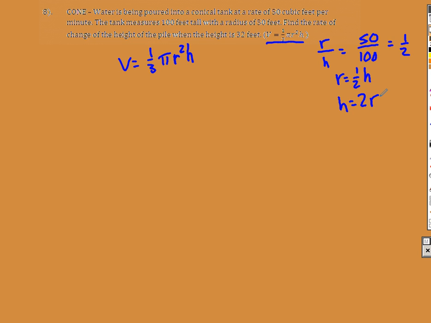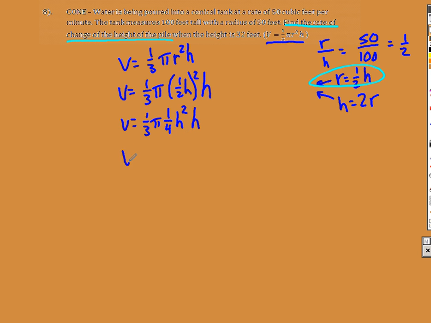One way or the other, one of these two equations we're going to plug into this. Question is, which one? Well, what are we looking for? It says here they want the rate of change of the height. So we want to stay with h. So this is the equation I'm going to end up plugging in for r. So let's rewrite this. Volume equals 1/3 pi. Instead of r, I'm now going to put in 1/2 height squared times height again. Keep rewriting it. 1/3 pi times, this will become 1/4 h squared times h. One more simplifying, I can bring my numbers together. 1/3 times 1/4 is 1/12 pi, and now I have 3 h's.